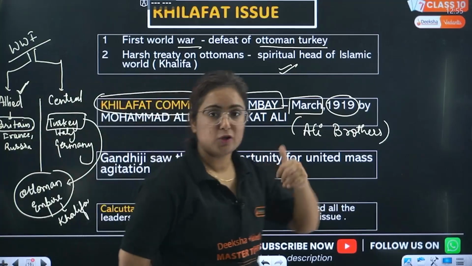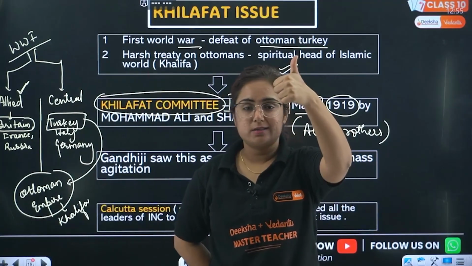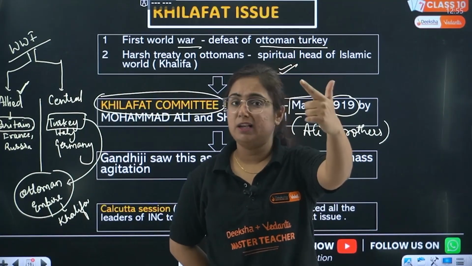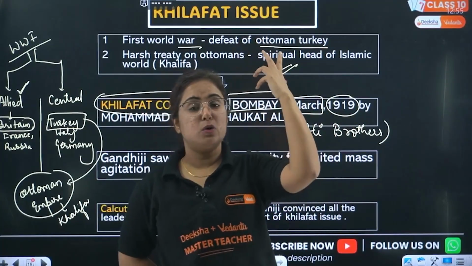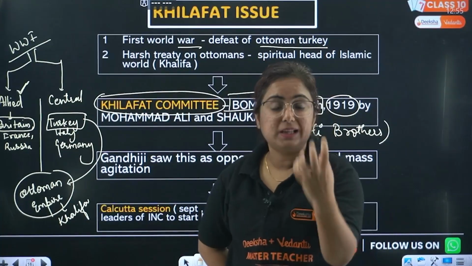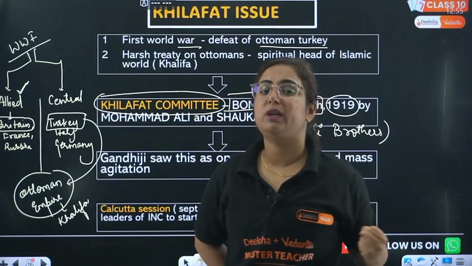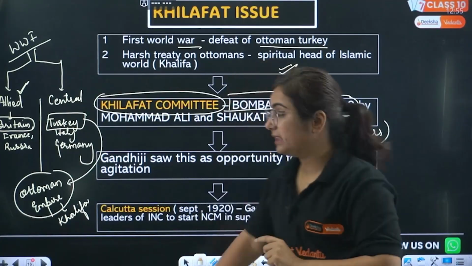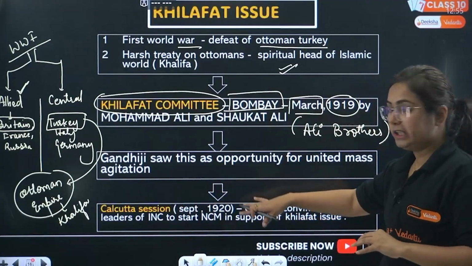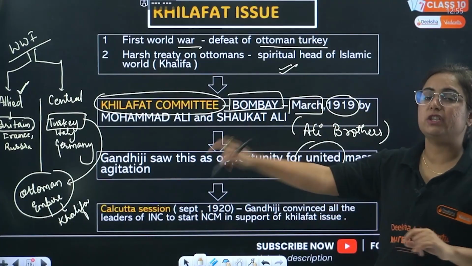Now what is the opportunity? The Rowlatt Act, the result is still pending. The Jallianwala Bagh massacre, we have to fight against it. And here comes the Khilafat issue, from where we can pick up the support of the Muslim community for an all India nationwide struggle. Gandhiji saw this as an opportunity for united mass agitation.